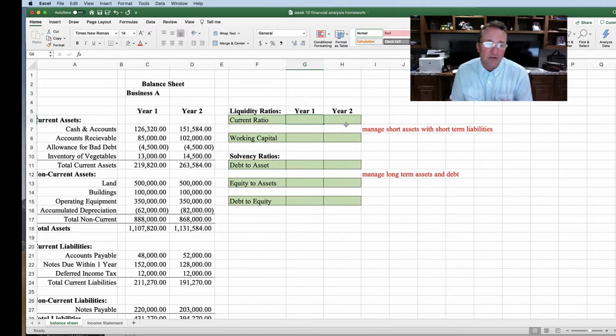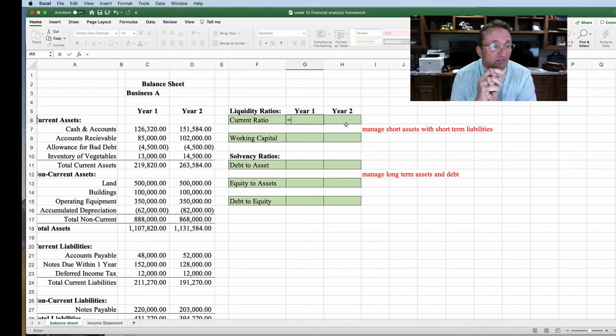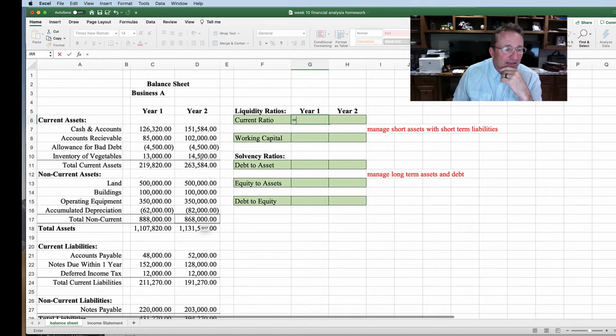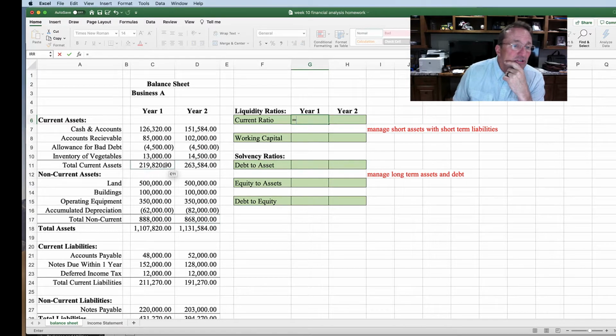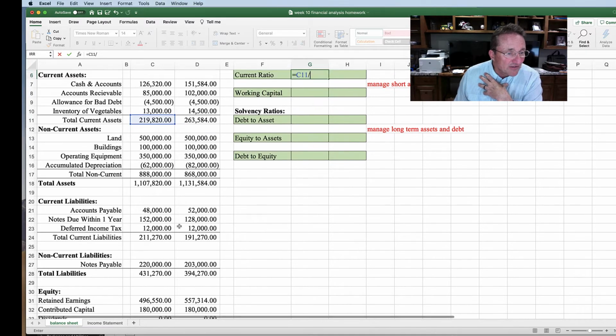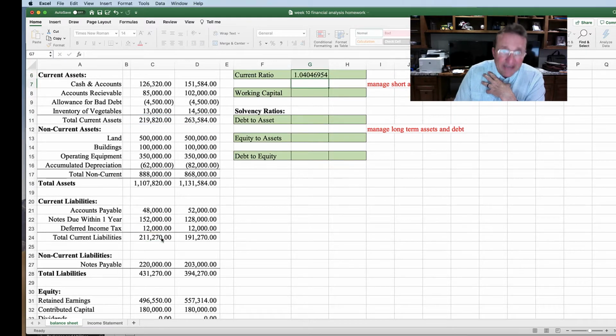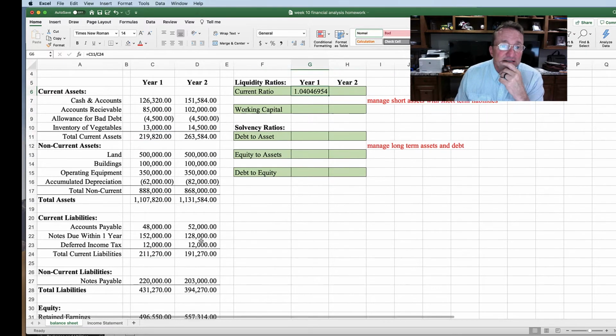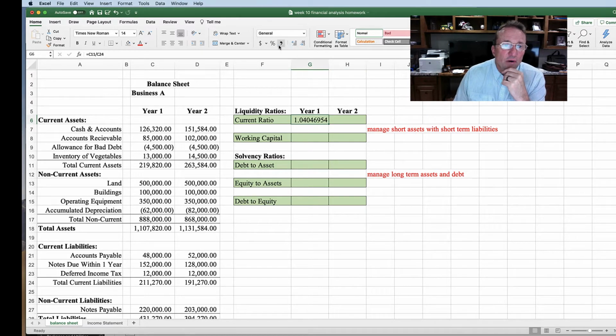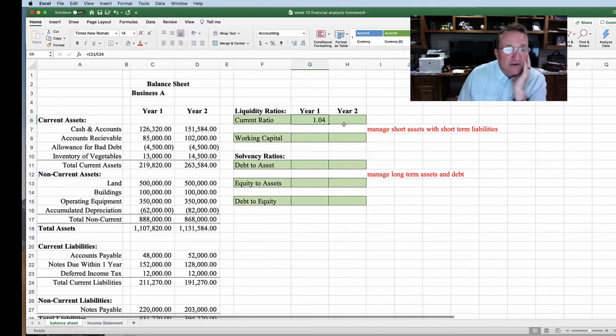The current ratio, you've already got the formulas for that, but I'm going to press equal so I can write these here. I've got business A here, year 1 and 2, and I've got current assets right here. 219,820 divided by current liabilities. So I just go down there and grab current liabilities, and when I hit enter, you can see that is a 1.04. I'm going to put a comma format there, so there it is.